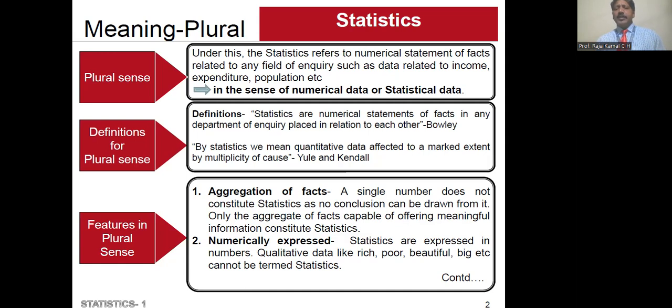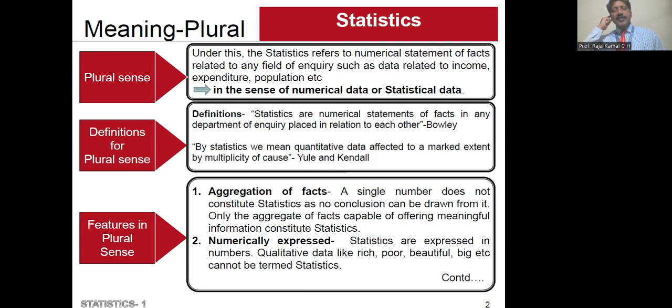Euler and Kendall also defined statistics as quantitative data affected to a marked extent by a multiplicity of causes. Here also they are explaining different causes. If some quantitative data or some mean value appeared, it appeared because of multiple reasons, multiple causes.